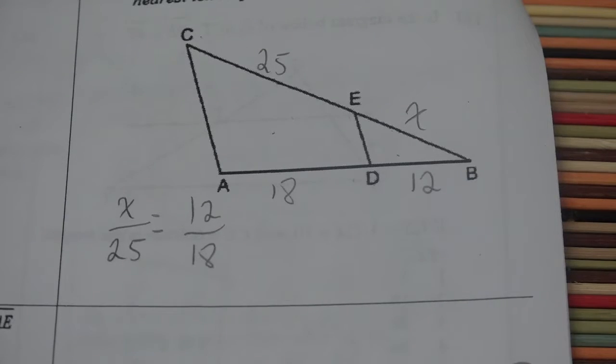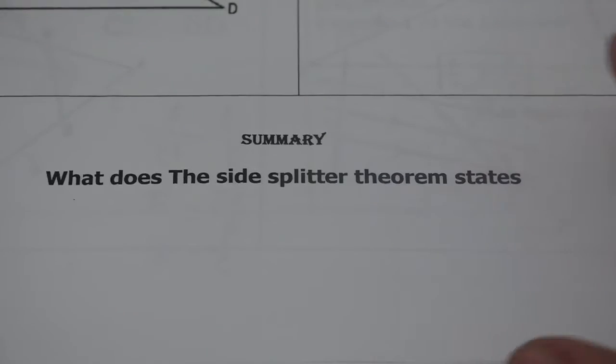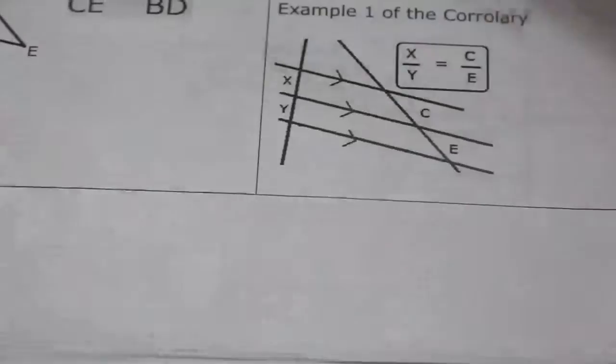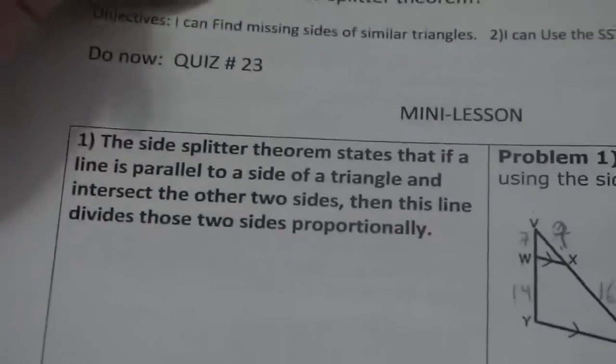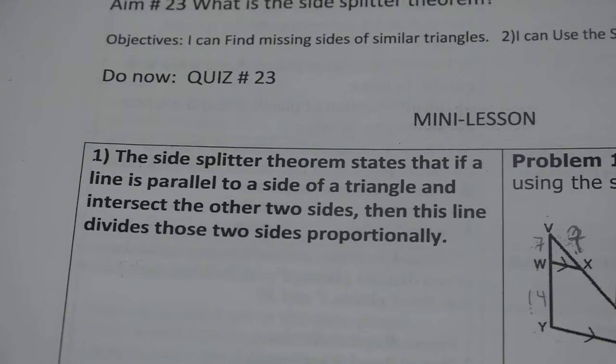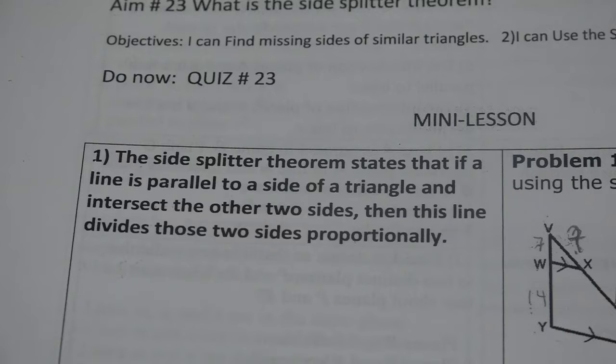Now this question, what does the side splitter theorem state? Well, you have it right here. It states that if a line is parallel to a side of a triangle and intersects the two other sides, then this line divides those two sides proportionally. Got it? Alright, good.